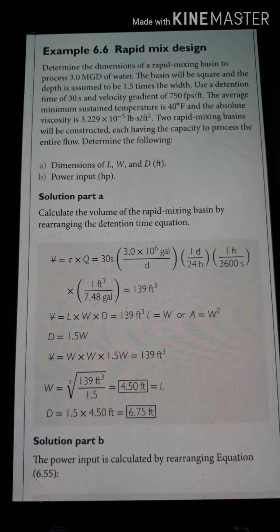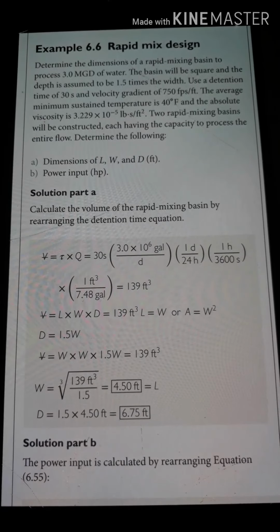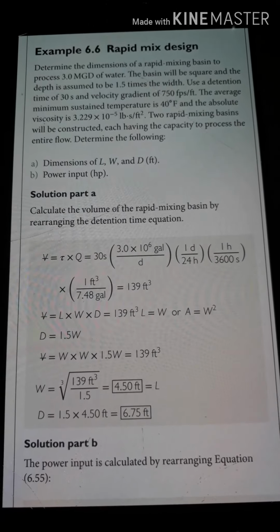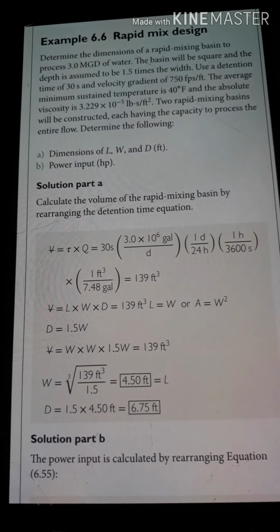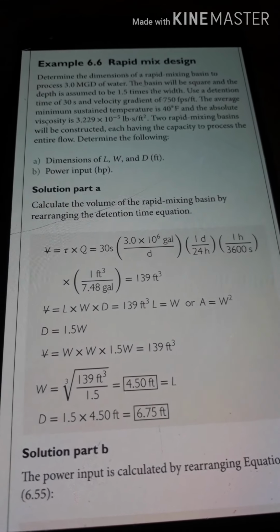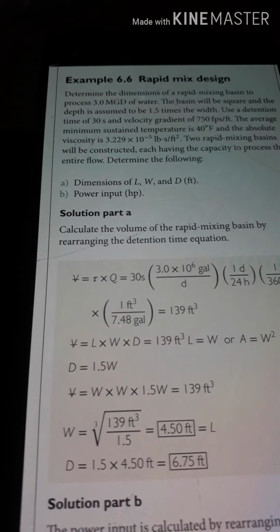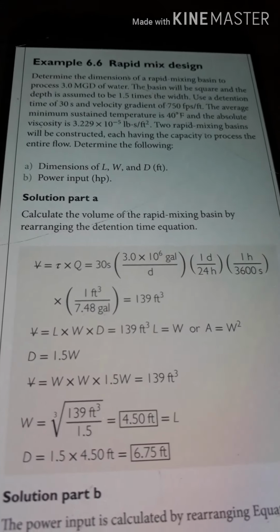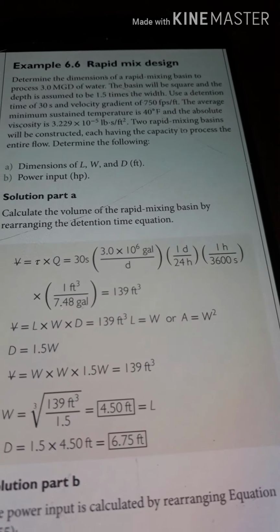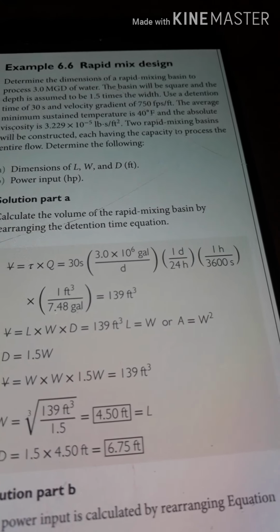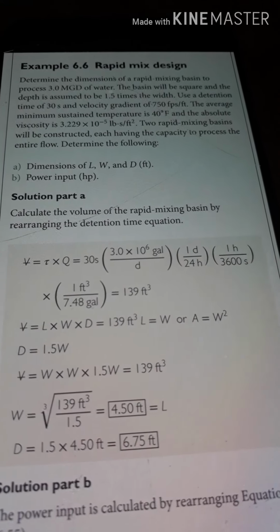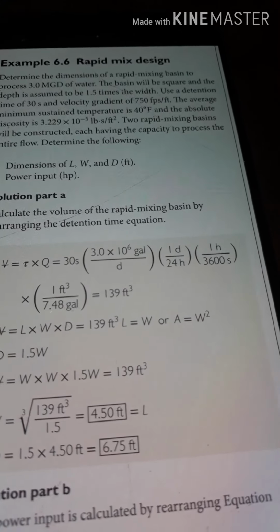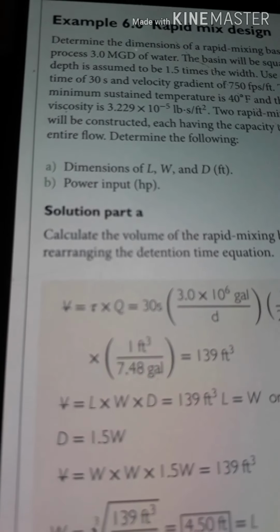So here is solution part A. To calculate the volume of the rapid mixing basin, rearrange the detention time equation. As we know, detention time is equal to the volume of the tank over the volumetric flow rate. But in this problem, we have to rearrange it so that the volume of the tank is equal to the detention time times the volumetric flow rate, as you can see there.